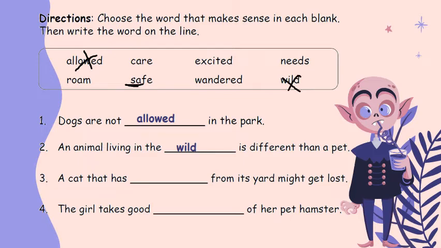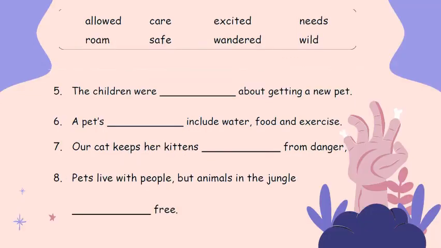Sentence number three. A cat that has blank from its yard might get lost. A cat that has wandered from its yard might get lost. So now we have sentence number four. The girl takes good blank of her pet hamster. The girl takes good care of her pet hamster.